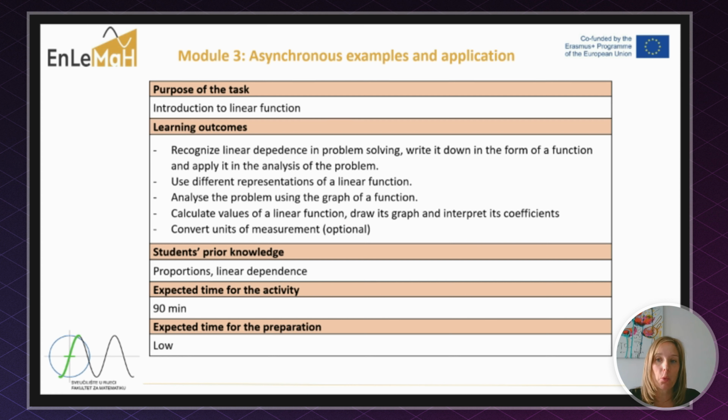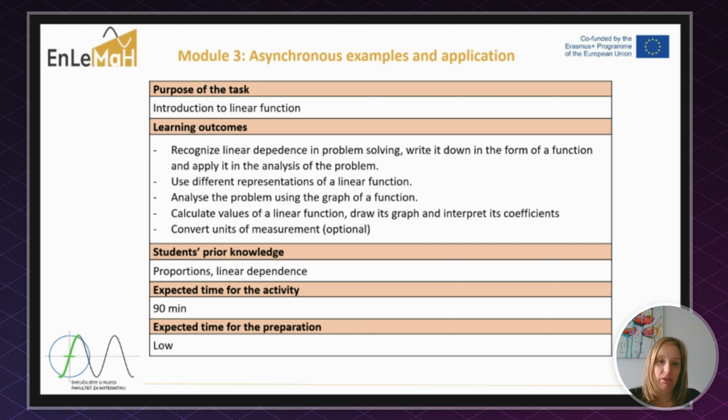Learning outcomes for the water activity are as follows. After performing the activity, students should be able to recognize linear dependence in problem solving, write it down in the form of a function, and apply it in the analysis of the problem. Use different representations of a linear function, analyze the problem using the graph of a function, calculate values of a linear function, draw its graph, and interpret its coefficients. Students' prior knowledge is proportions and linear dependence.